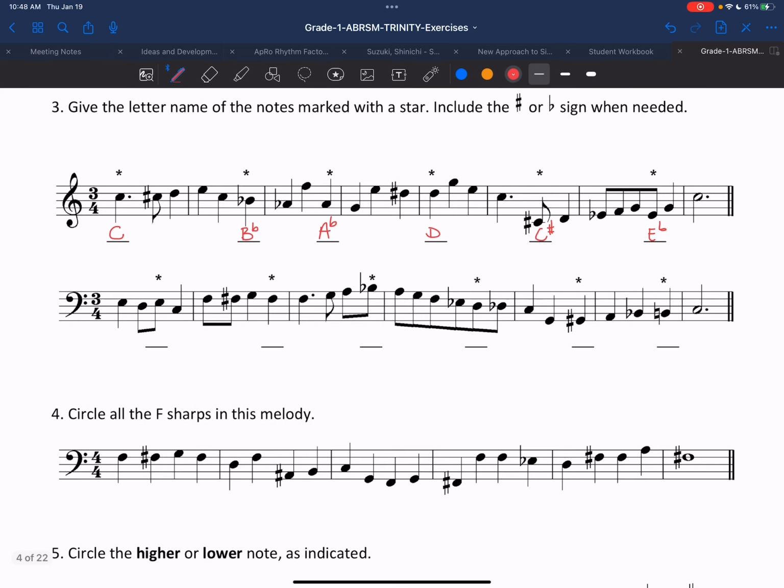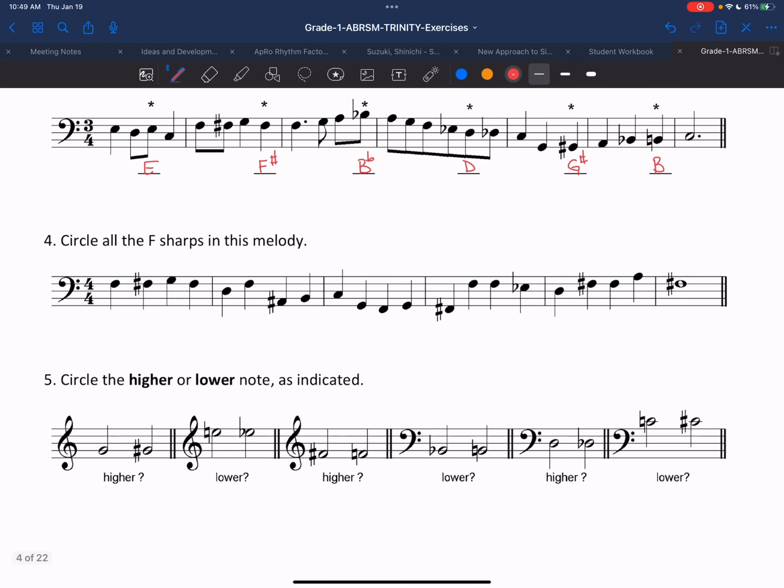Next exercises are on the bass clef. So for these, we have an E, we have an F sharp, we have a B flat, a D natural, then we have a G sharp, and a B natural. Again, those answers are E, F sharp, B flat, D, G sharp, and B.